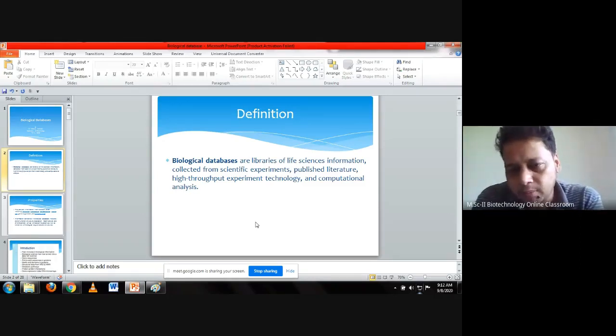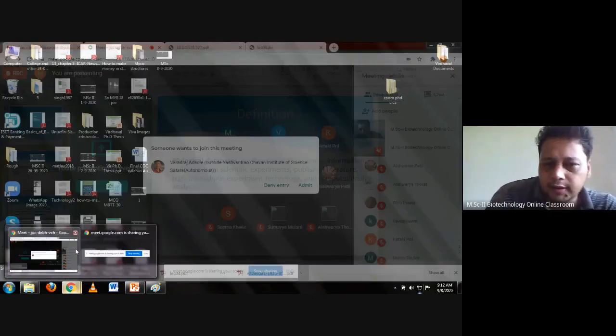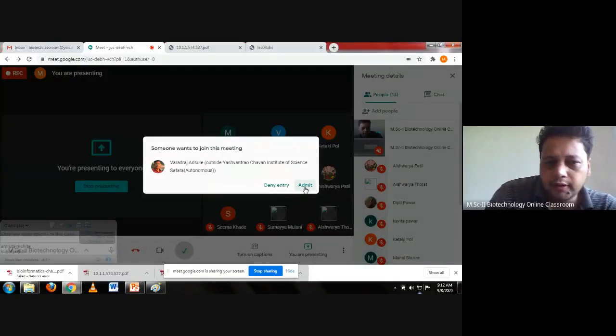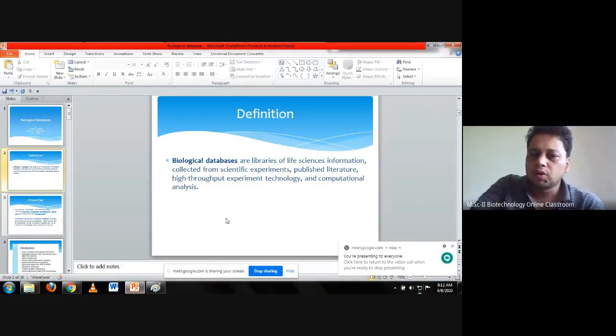It may be in different forms. For example, a protein database will contain protein sequences. For nucleic acid, it will contain various nucleotide sequences. So this is the definition of biological databases.